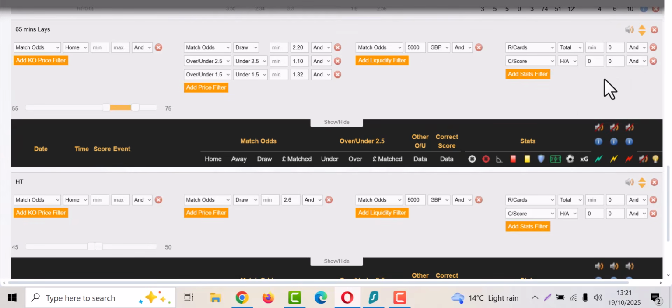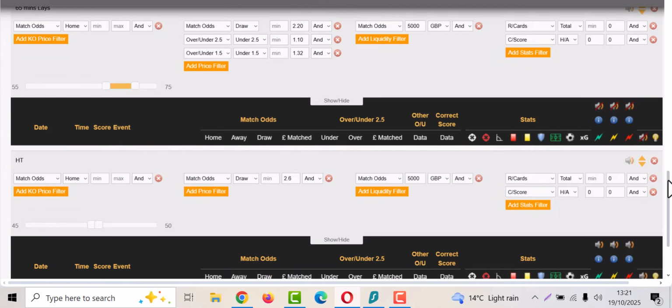I want the scores to be 0-0 and no red cards in the game. At the time, I want it to find games between 55 and 75 minutes. And I will get an alert straight to my phone. I will then have a quick look at that and decide whether I'm going to jump on the trade or not.